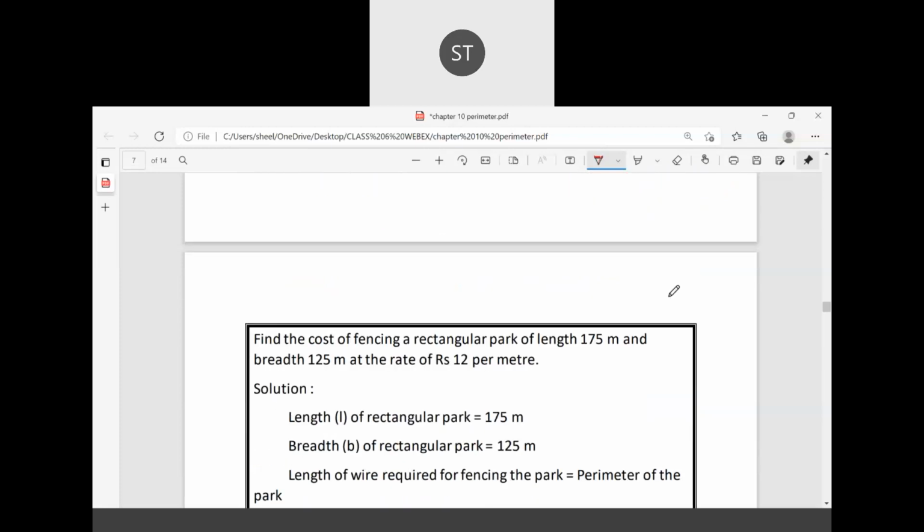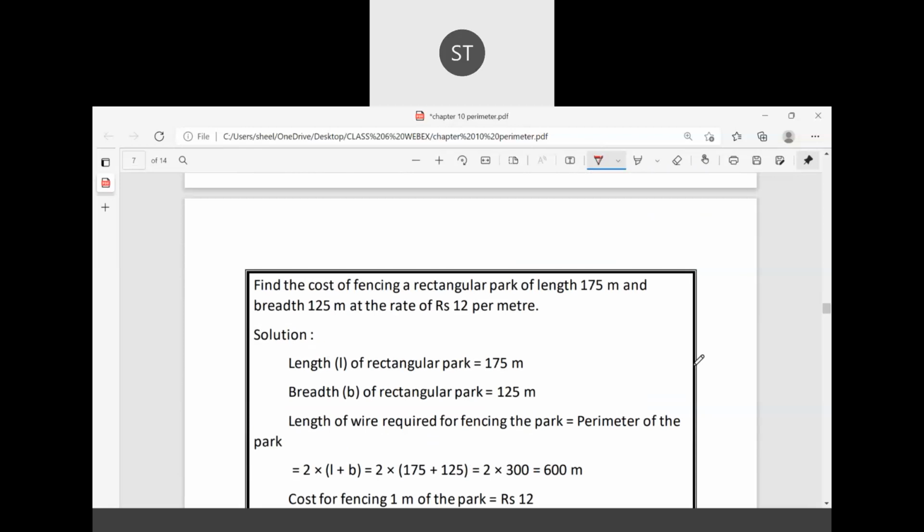Find the cost of fencing a rectangular park of length 175 meter and breadth 125 meter at the rate of rupees 12 per meter only. Cost of fencing only is asked here. What is given in the question? Length is given as well as breadth is given. So length of the rectangular park is 175 meter, breadth is equal to 125 meter.